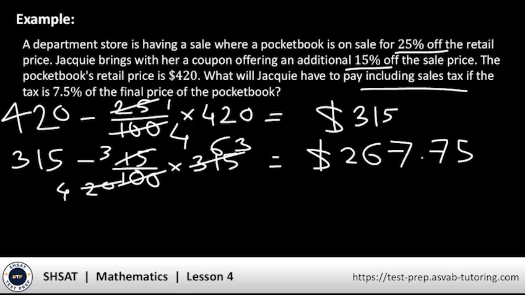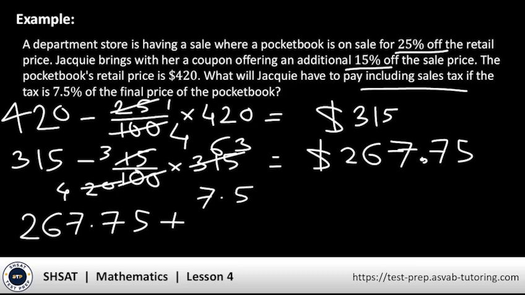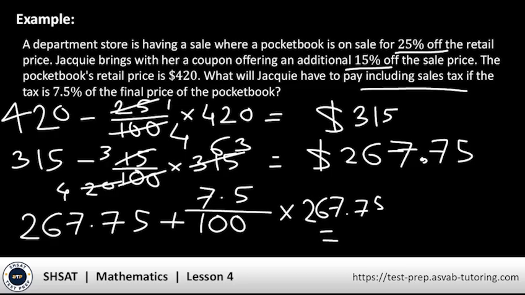So Jackie of course needs to now pay 267.75, but on top of 267.75, she now needs to pay the sales tax. So what is the sales tax? 7.5%. So in the case of percent, let me just write divided by 100, and then you do times 267.75. Now, if you figure out the entire answer, it's of course going to be a little bit of a lengthy calculation. The final answer to this is $287.83. With that being said, we're done with this question.